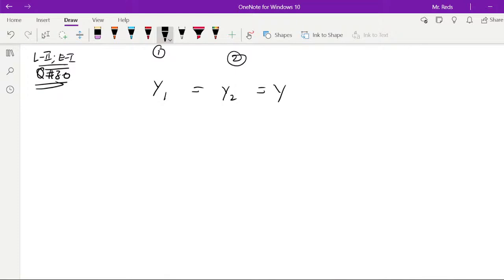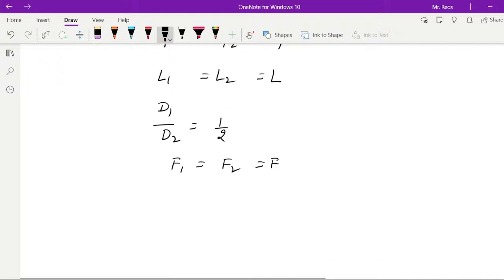Two wires of same material and length. The length of the two wires is also the same, L1 is equal to L2 is equal to L. But the diameters of these two are in the ratio of 1 is to 2, so d1 by d2 is equal to 1 by 2. They are stretched by the same force. The elastic potential energy per unit volume, which we call energy density, U1 by U2, the ratio of energy densities of the two wires, is what the question asks.